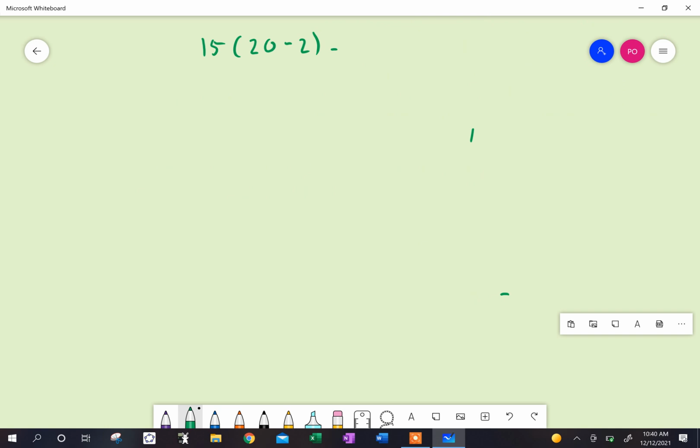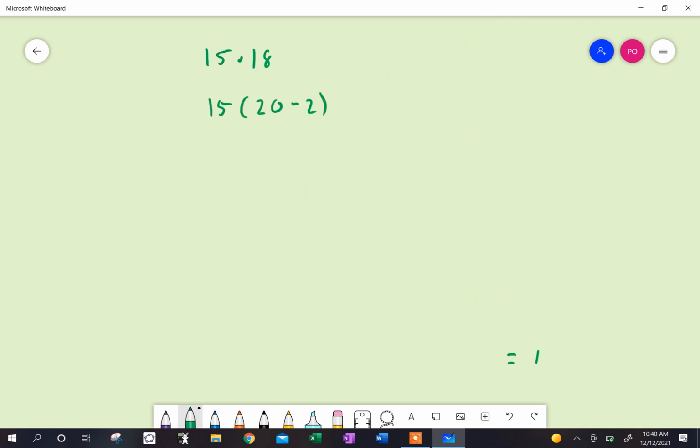So what's 15 times 20? Plus 15 times a -2. Remember, 20 minus 2 is 18. Now, I know that 15 times 2 is 30, so this must be 300. 15 times 2 is 30, so that must be -30. Well, 300 minus 30 is 270. So I can use the distributive property to multiply.